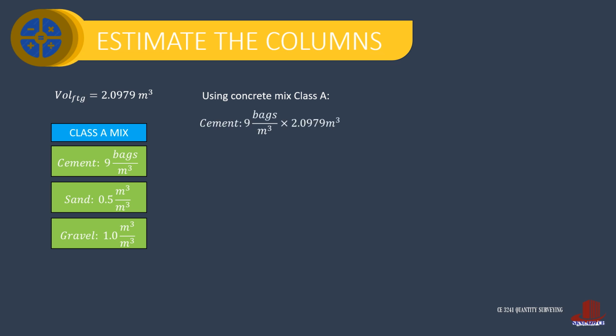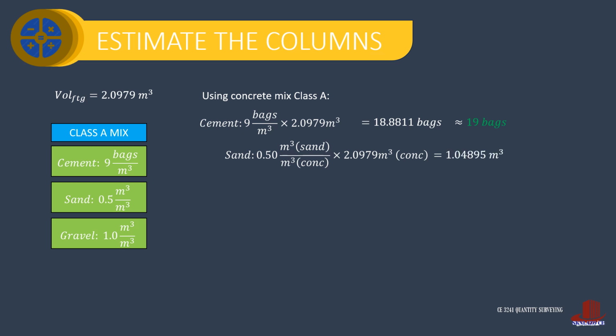For cement, there is 9 times 2.0979 cubic meters, which shows 18.8811 bags, or that is 19 bags. Sand multiplies the volume by half a cubic meter, giving 1.04895, rounded to 1.5. Then, the gravel uses a factor of 1 cubic meter for each cubic meter of concrete, leaving 2.0979 cubic meters, rounded to 2.5 cubic meters.